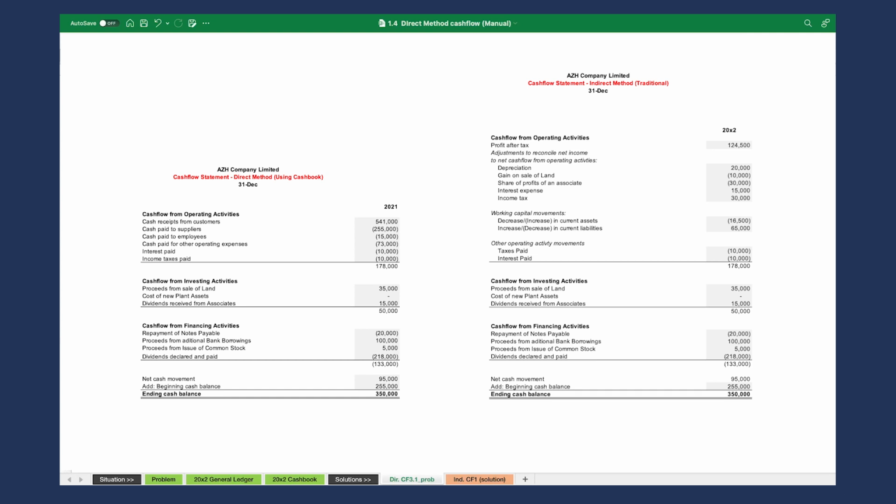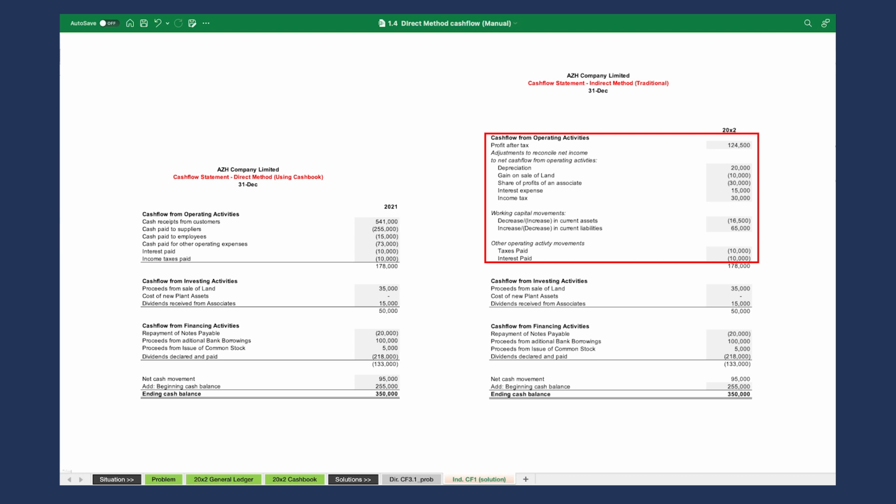Right now, we're looking at 178,000 total of cash flow from operating activities in the direct method. In the indirect method, it is exactly the same amount. However, we have arrived at it using a different approach in the indirect method. You will also see that in the direct method, it is easier to understand. We know that the 178,000 came from receipts from customers of 541,000. We paid the suppliers, we paid the employees, operating expenses, and we paid interest and taxes. However, for the indirect method, it is not very clear where the cash came from.